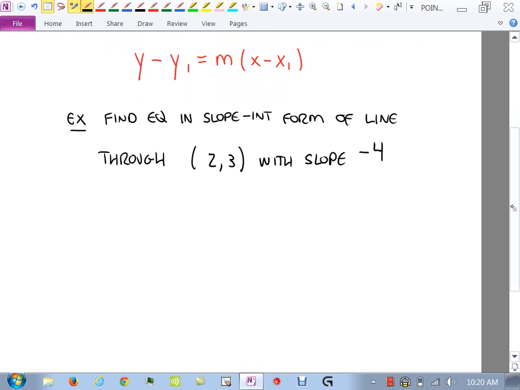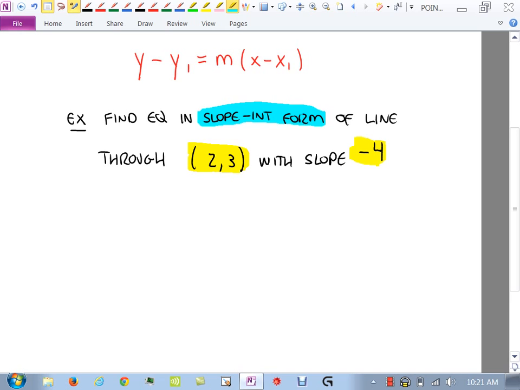Okay, so what have I given you in this problem? I gave you a point on the line, right? And I gave you the slope, right? I gave you the point and the slope. So that should start making you think point-slope formula. Now, I asked for the equation in slope-intercept form. What does that mean? That means my answer needs to look like y equals mx plus b.